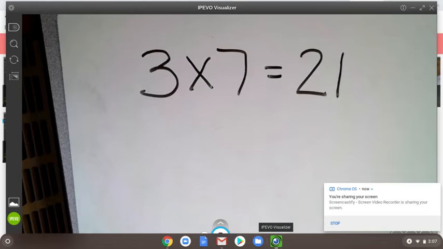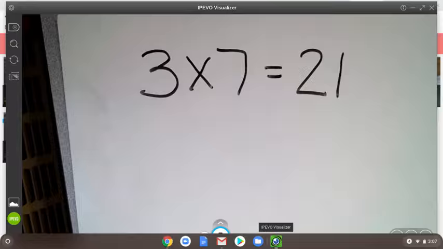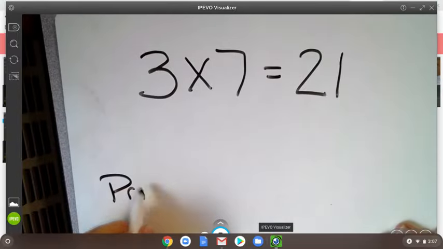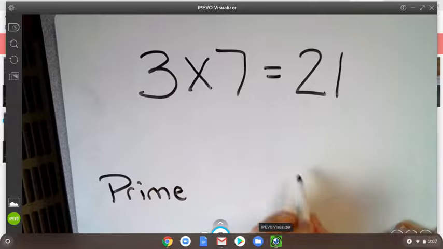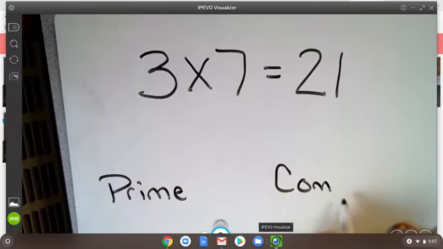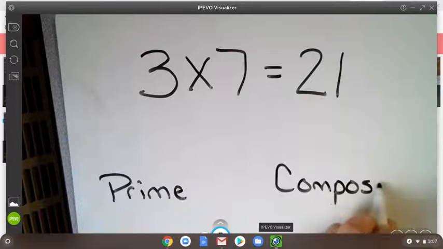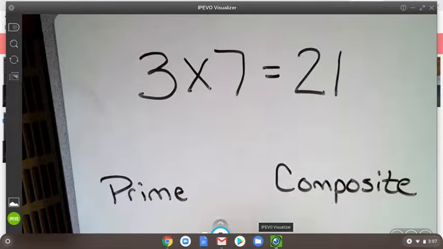Okay, today we need to talk about prime and composite. But before we even talk about the word prime or composite, we have to talk about the word factor.